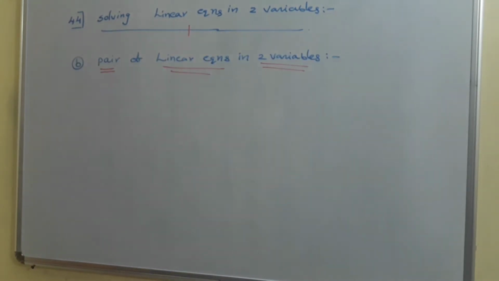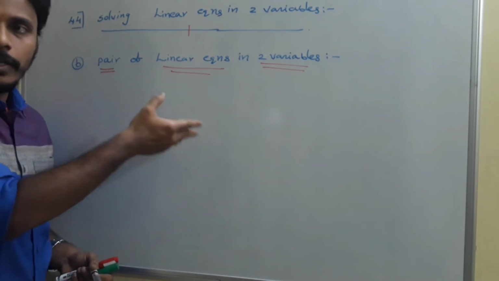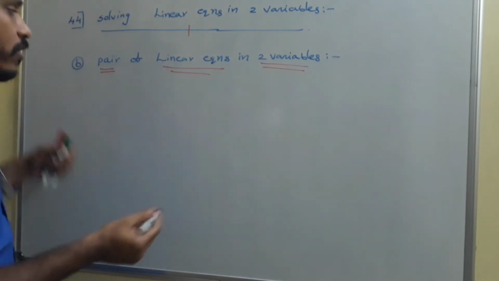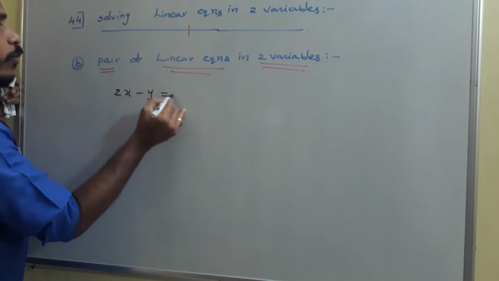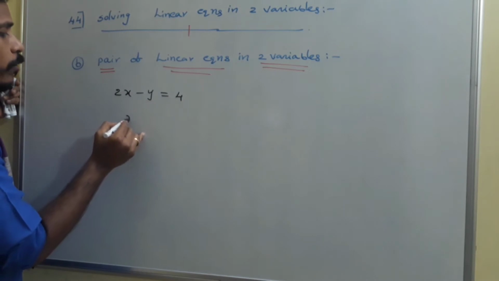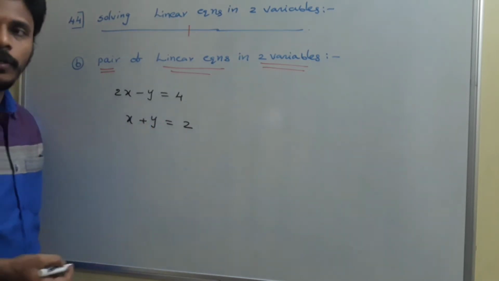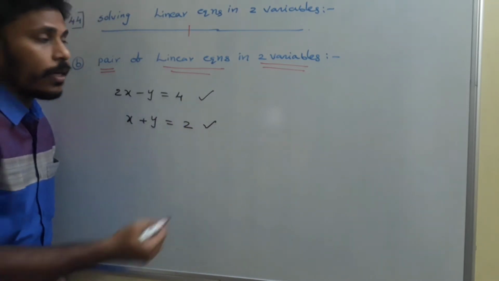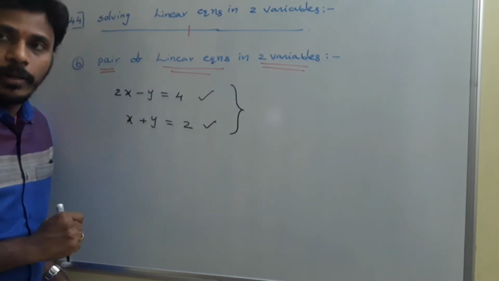Pair of linear equations in two variables. A pair means two. Linear equations means just as we discussed, in two variables. So here we need to consider a pair of linear equations in two variables. You take some equation like 2x minus y equals 4 as one line, as well as, suppose, x plus y equals 2 as another line. This is one equation in two variables. This is another equation in two variables. These equations together are called a pair of linear equations in two variables, right?